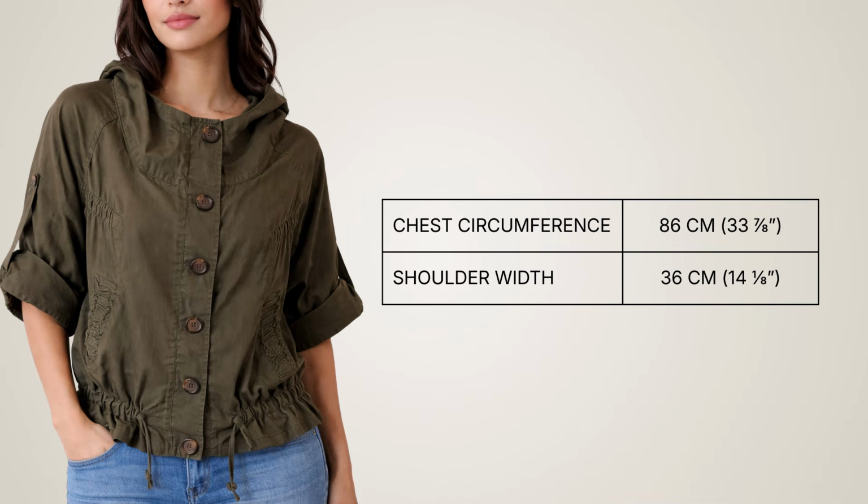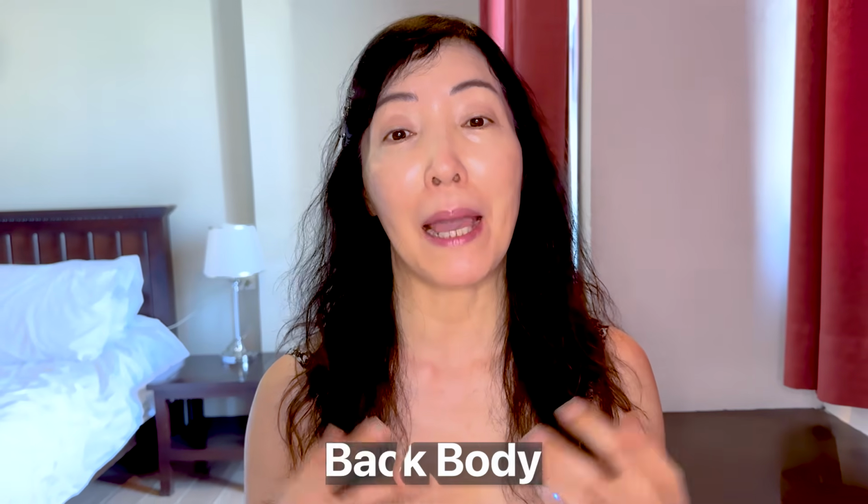For today's lesson, I'll be using example measurement of 86 cm for the chest circumference and 36 cm for the shoulder width. But as you can see from the photo, the fit is very oversized and forgiving. We're going to build this entire pattern from scratch. In this video, we'll focus on drafting the back body, and then I'll show you how to finish the front and the hood in the next session.